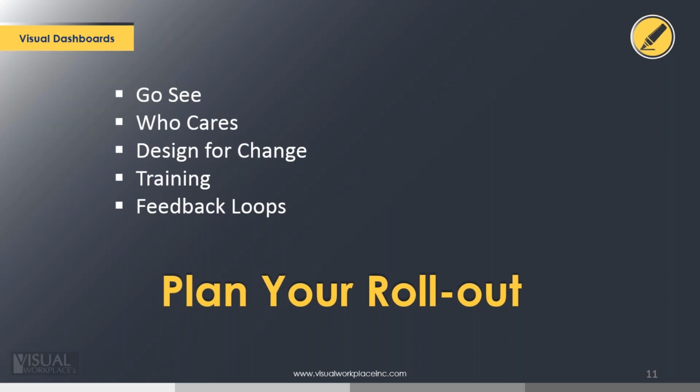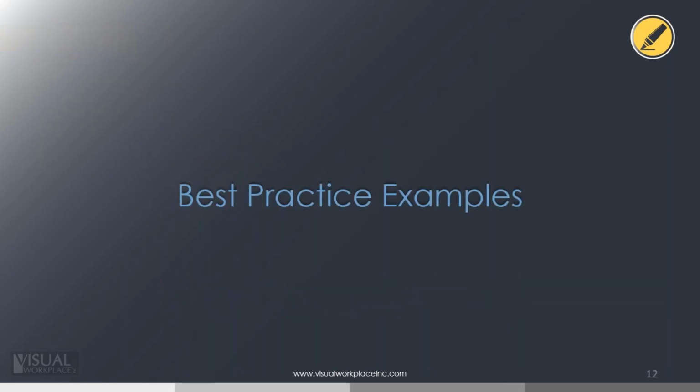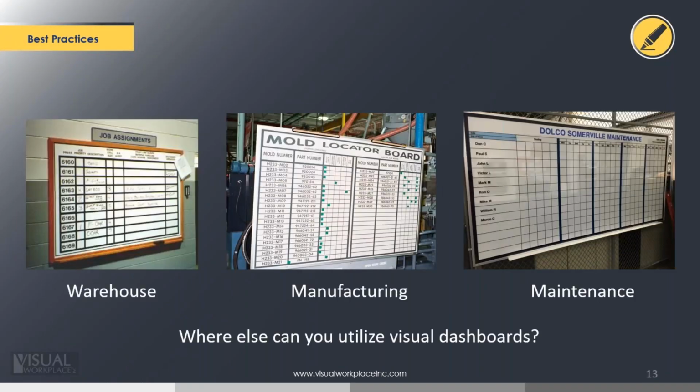Okay. Now we're going to take you into some best practice examples. Here we're going to talk about, first and foremost, I talk a lot about manufacturing, but we have a lot of healthcare organizations, distribution centers, many different types of organizations that are using visual management tools to drive improvement. So in your organization, think about where else besides manufacturing you can use these dashboards and scoreboards.